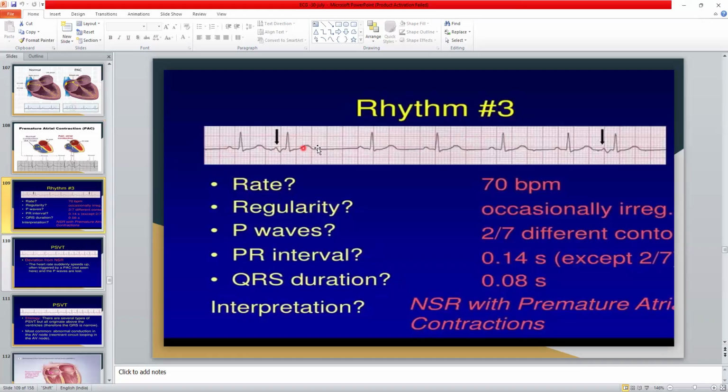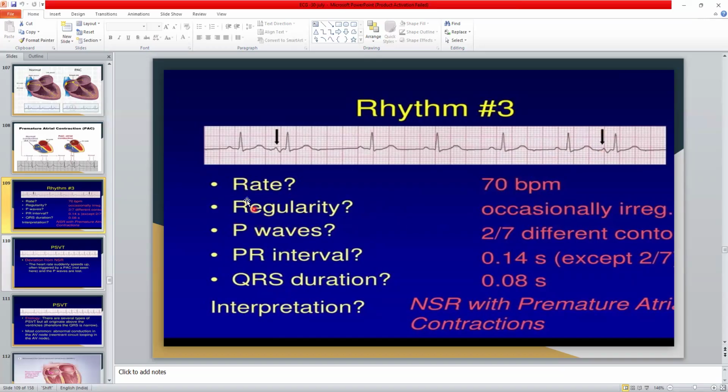So this is the ECG strip showing the premature atrial contractions. What is the rate? Approximately it is 70 beats per minute. Is the rhythm regular? Occasionally irregular, because see here the RR interval is the same. So it is regular, but from here to here, whenever you get a premature atrial contraction, the RR interval becomes different. So it is occasionally irregular.